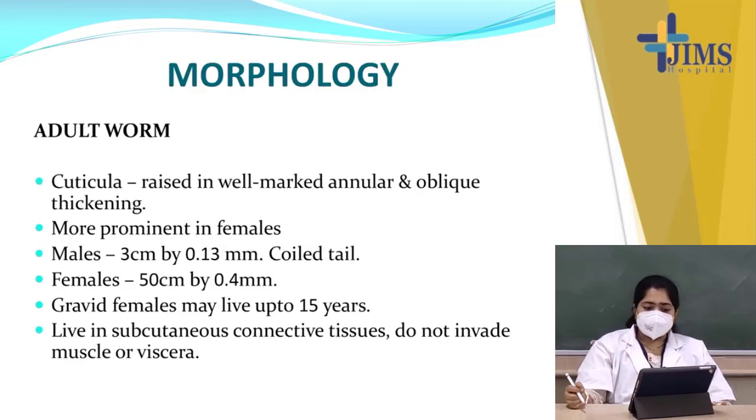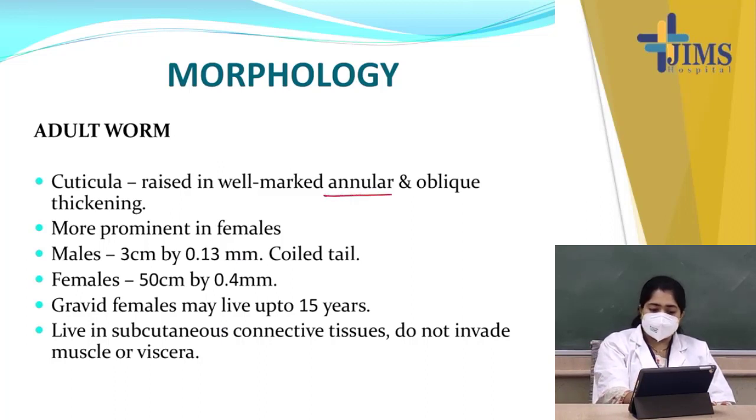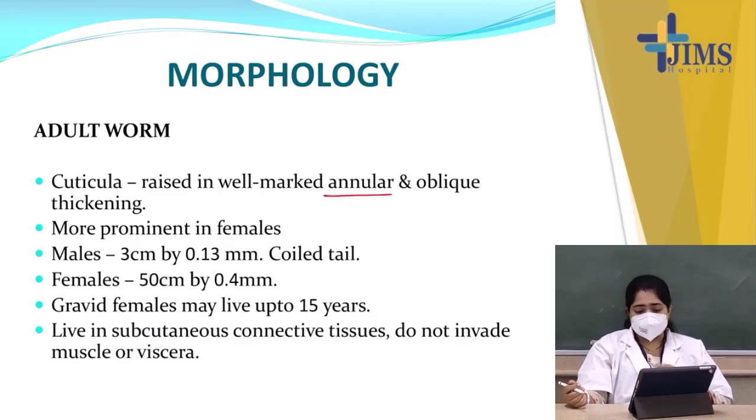So now coming to morphology, the adult worms have cuticula which are raised in well marked annular and oblique thickenings. These are more prominent in females, and the males are smaller than the females. The males measure about 3 cm in length by 0.13 mm in breadth, and they have coiled tails. And the females are much longer than the males, about 50 cm in length and 0.4 mm in breadth. These gravid females may live up to 15 years. They live in the subcutaneous connective tissues and they do not invade the muscles or the viscera.